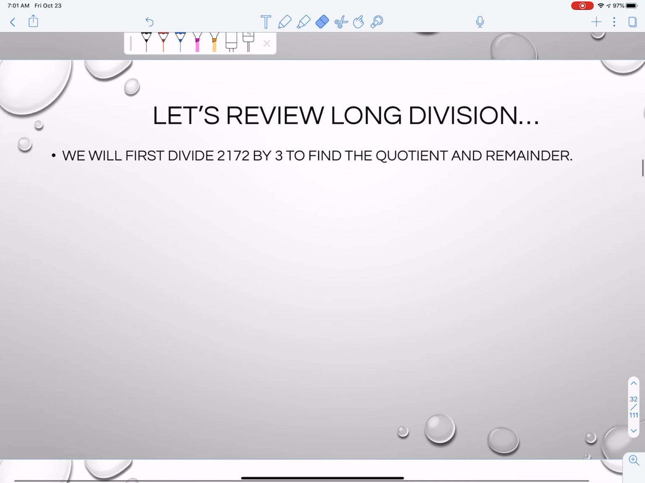Okay, so let's divide 2,172 by 3. And we're going to do it the old way. All right, so we're going to have 2,172. I'm going to divide it by 3. So if you remember this process, we start and we look, does 3 divide 2? In this case, it doesn't. So now we ask, does 3 divide 21? It does, and it does so 7 times.